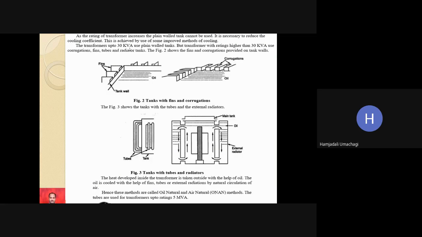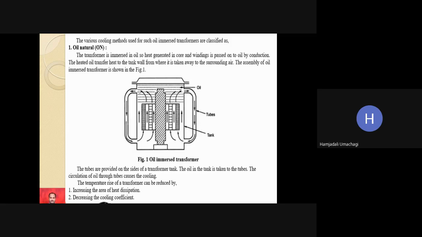The transformers up to 30 kVA use plain walled tanks. So if we are using an oil immersed type transformer, and that too if it is up to 30 kVA, then we can use plain walled tanks. But transformer ratings higher than 30 kVA use corrugations, fins, tubes, and radiator tanks. Means up to 30 kVA I can make use of plain walled tanks.